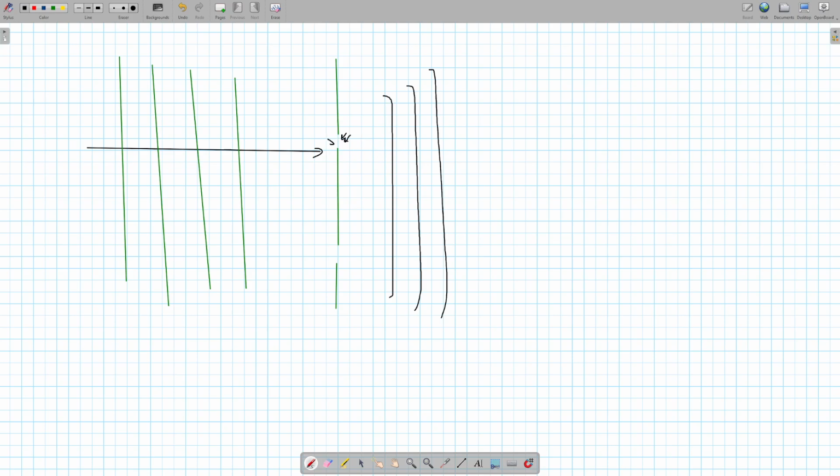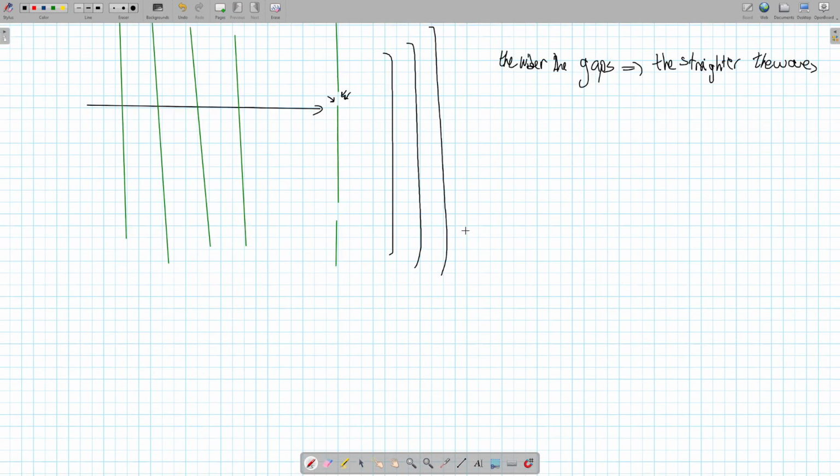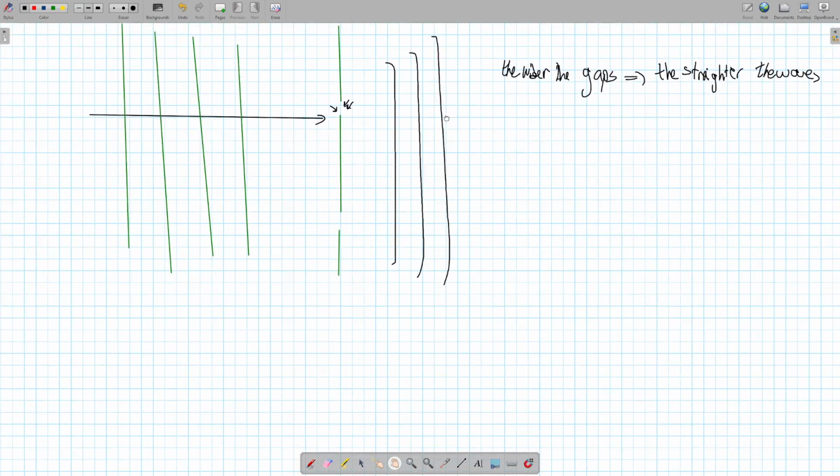Okay, these gaps, they're wide. You need to know the wider the gaps are, the straighter the waves are. Okay? So I'm going to draw for you another example now with very small gaps. Oh, I can't go down. It's the end of the page.